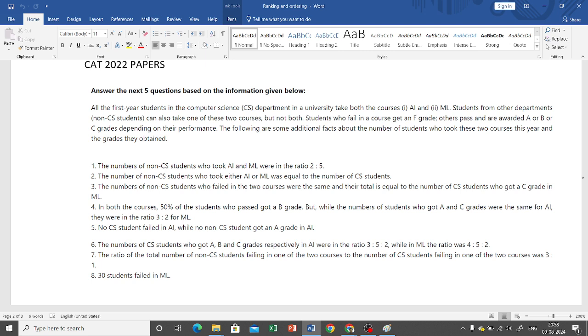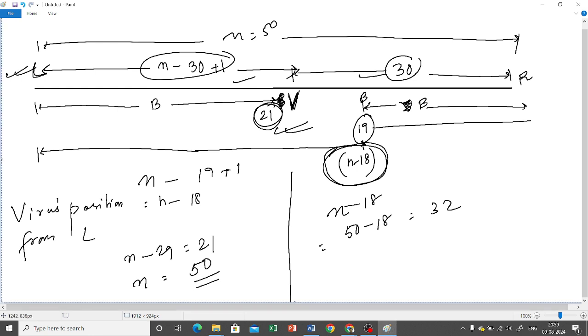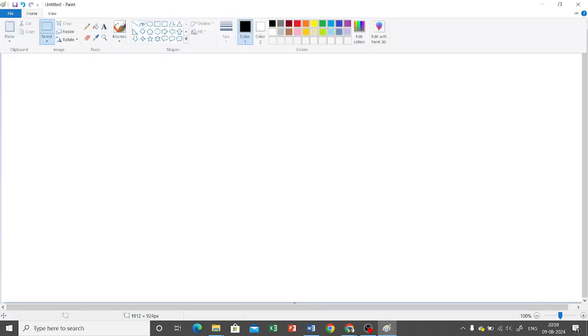The number of non-CS students who took AI and ML were in the ratio 2:5. If you read the question, you will see that there are various categories: students are two categories, CS and non-CS. Non-CS are again two categories, AI and ML. CS is again two categories, AI and ML. Again there are various categories, A, B, C, F, right? So in this question, we will make a table that will make our work very easy.